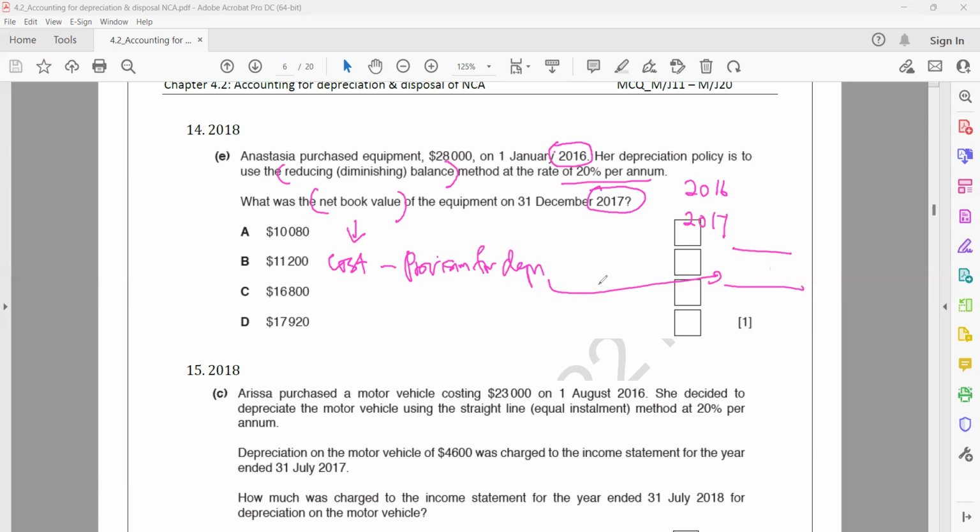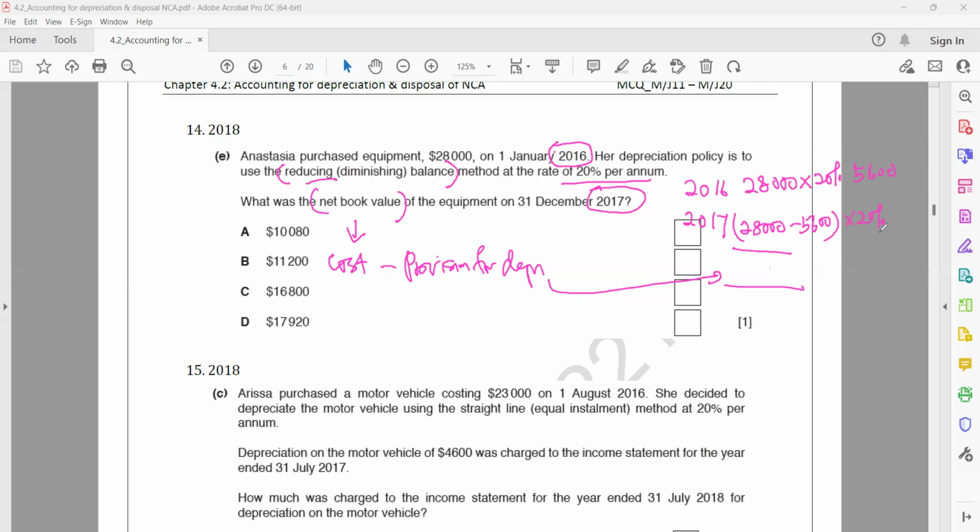Calculate your depreciation for 2016 and 2017. Your first year is 28,000 times 20%, so we get the amount. Let me count first. 28 times... So this one is 5,006. Second year, 28,000 minus 5,006, because this is a reducing balance, times 20%.